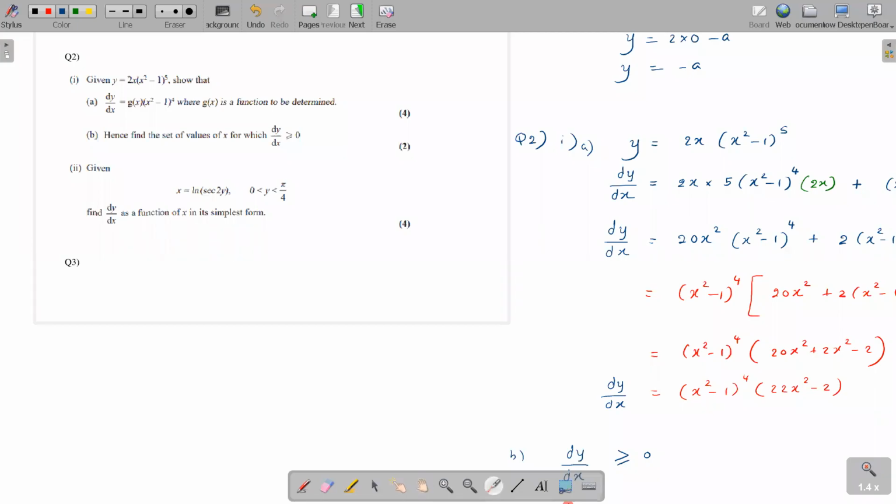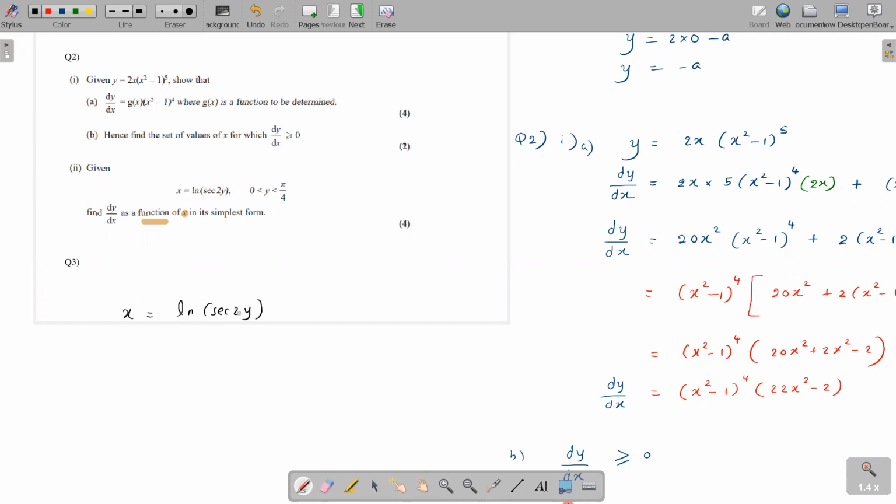Okay, then Roman number 2. x equals ln sec 2y. Find dy by dx as a function of x. So read the question. Find dy by dx as a function of x. So when you find it as a function of x, let's take x equals ln sec 2y.